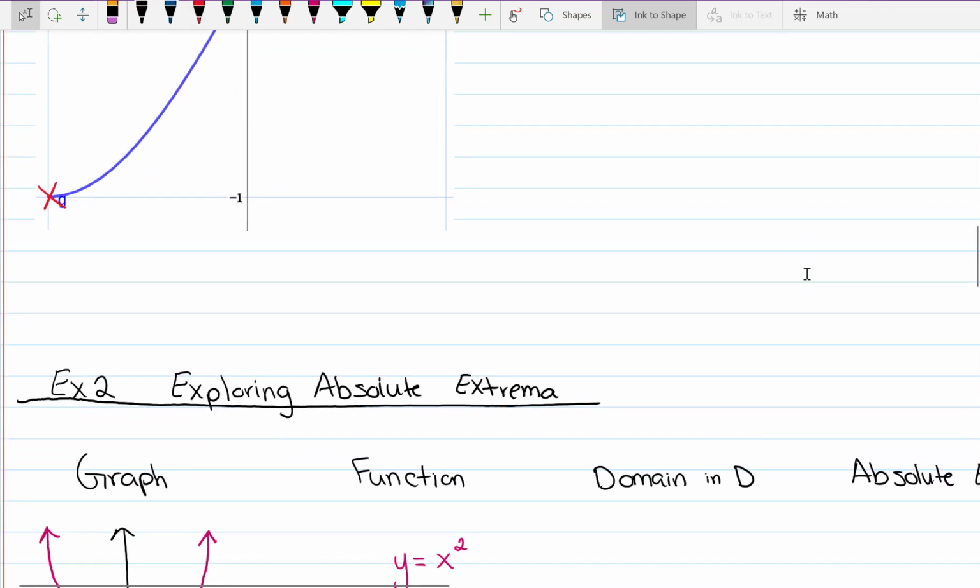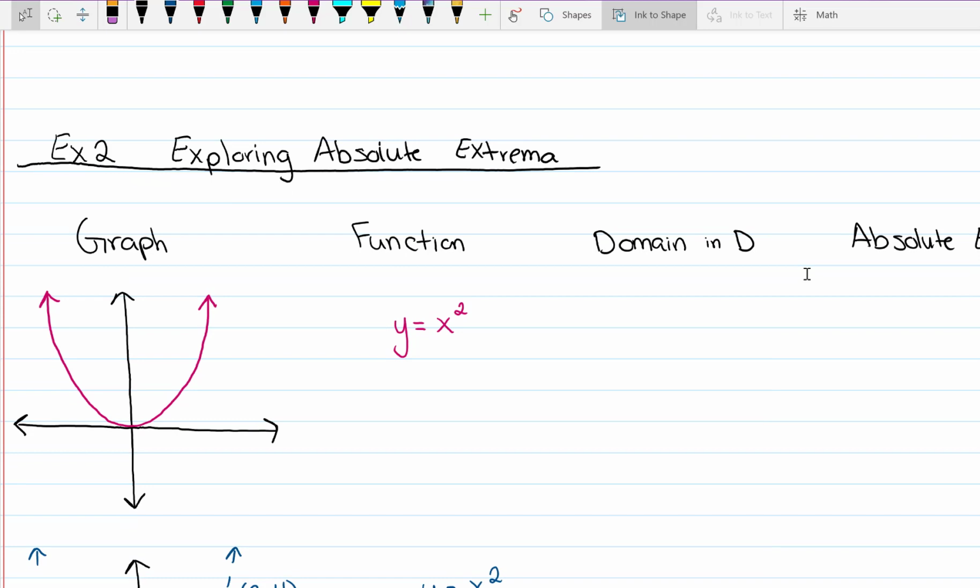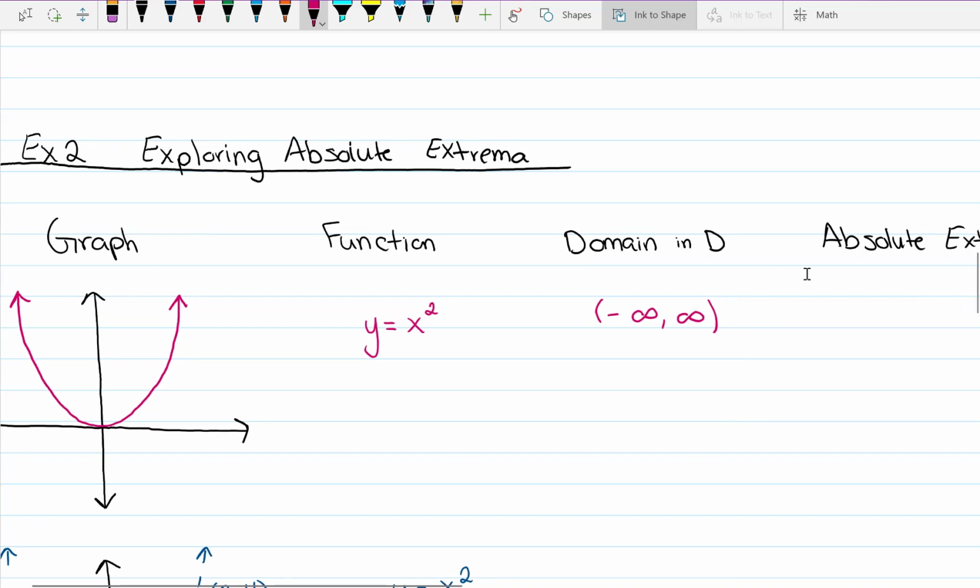Alright, on to example 2. Exploring the absolute extrema. So we're going to talk about the same function y equals x squared, but in different scenarios. So for y equals x squared, we're going to make the domain be negative infinity to infinity. That means there's no restrictions on the graph y equals x squared. Well, we all know that the range of y equals x squared is 0 to infinity.